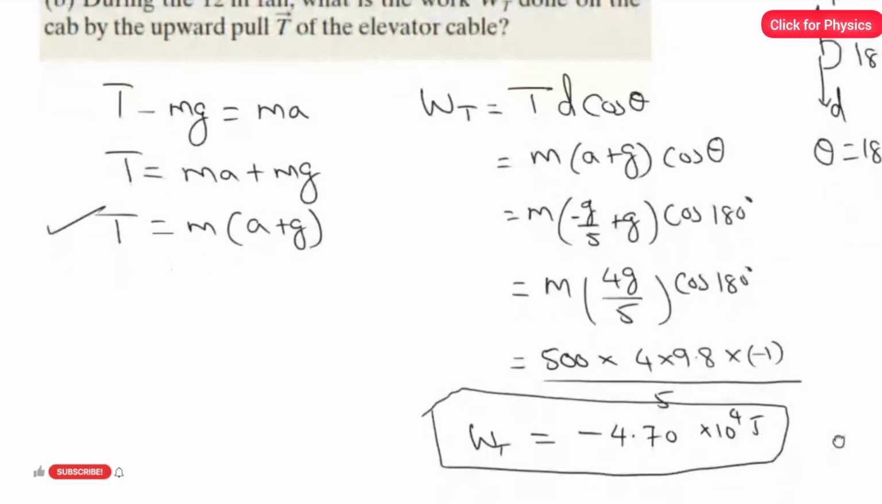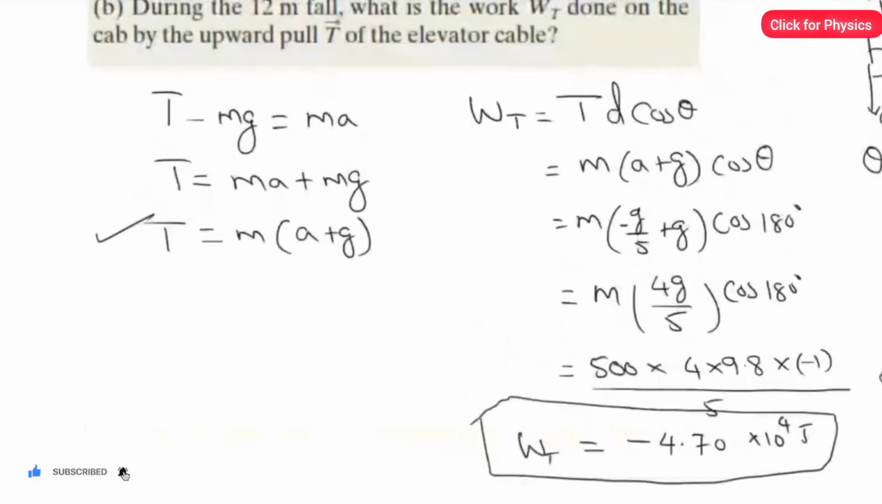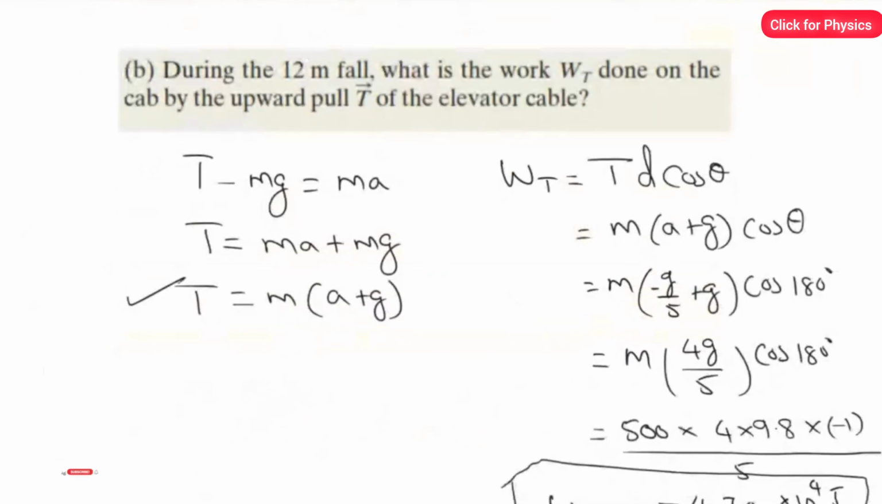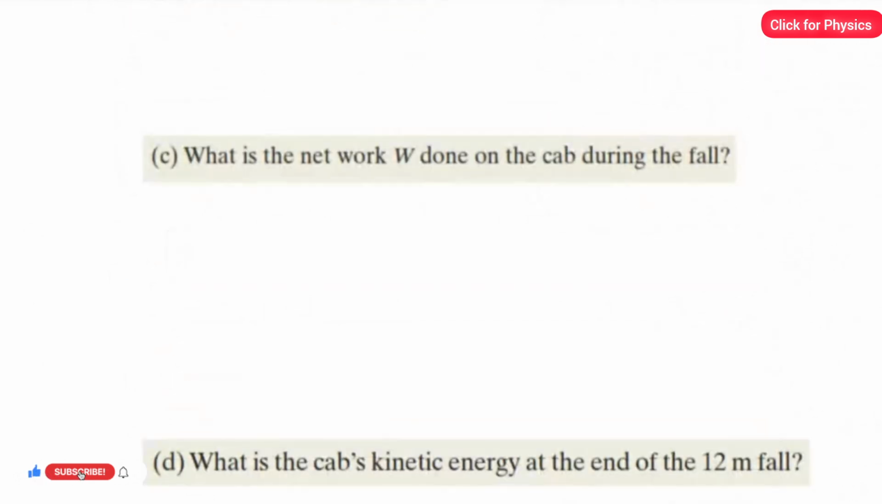Now in the third part, we have to find the net work done on the cab during the fall. That means we have two works done here. One is the work done by gravity, which is our first part, and the other is the work done by the tension, which is our second part. So we have to add these two values. The net work done is equal to the work done by gravity plus the work done by the tension. Clear?